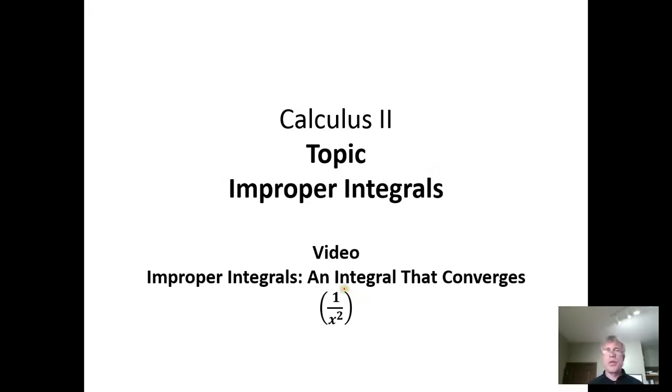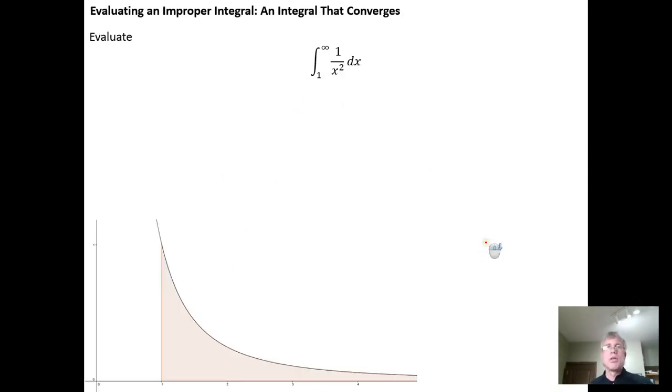So in this video we're going to show an example of an improper integral that converges to a specific value. The integral that we're going to work on is the integral from 1 to infinity of 1 over x squared dx. So from 1 to infinity, here's the function 1 over x squared.